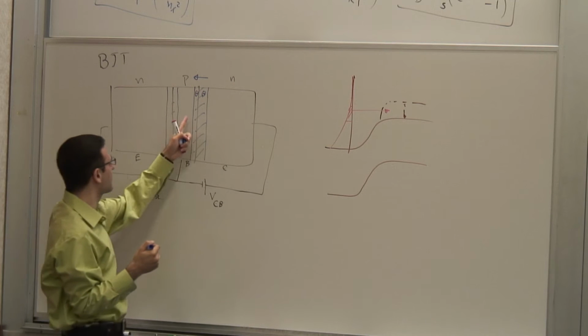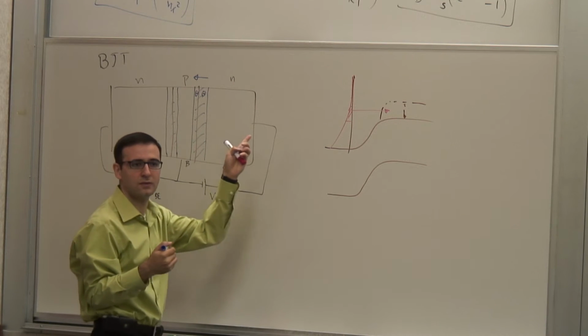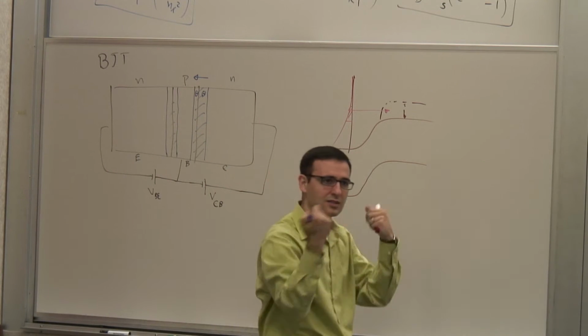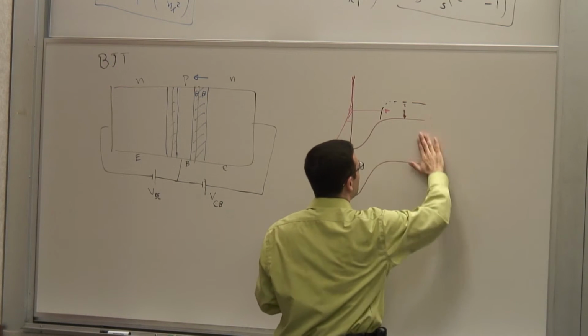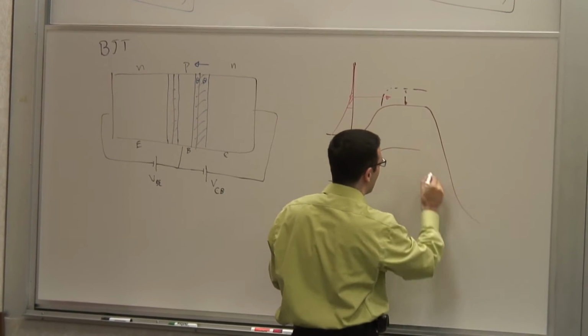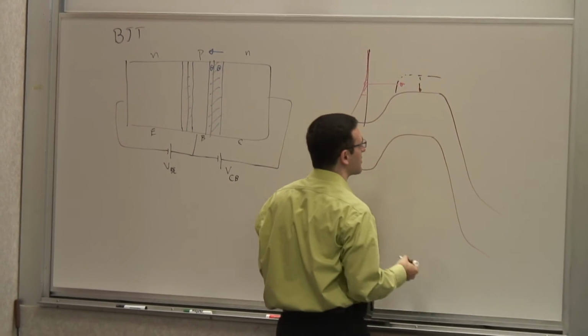So once they get close to this electric field, there's no need for additional effort. So they get sucked in, and the way it's shown in the energy band diagram is that we have a large potential barrier because it's a reverse bias junction.